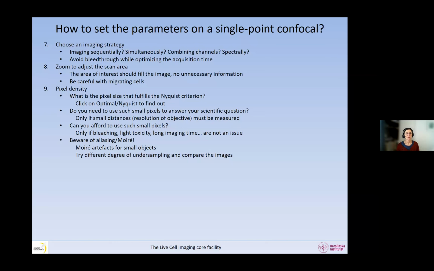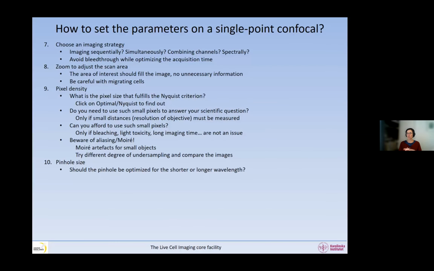Then you have to be aware of the moire effect, and that you will get some moire artifacts. Also, you can try different degrees of undersampling and compare the images. But it's unlikely that you're going to see the moire artifacts, because our samples are not symmetric and are not like a grid, unfortunately. So it's very difficult to detect, and also because we don't know what they should look like.